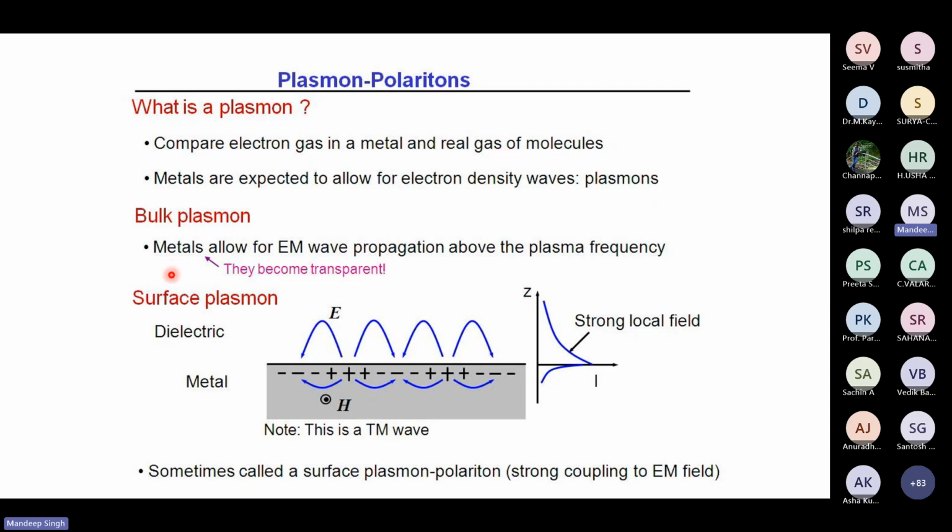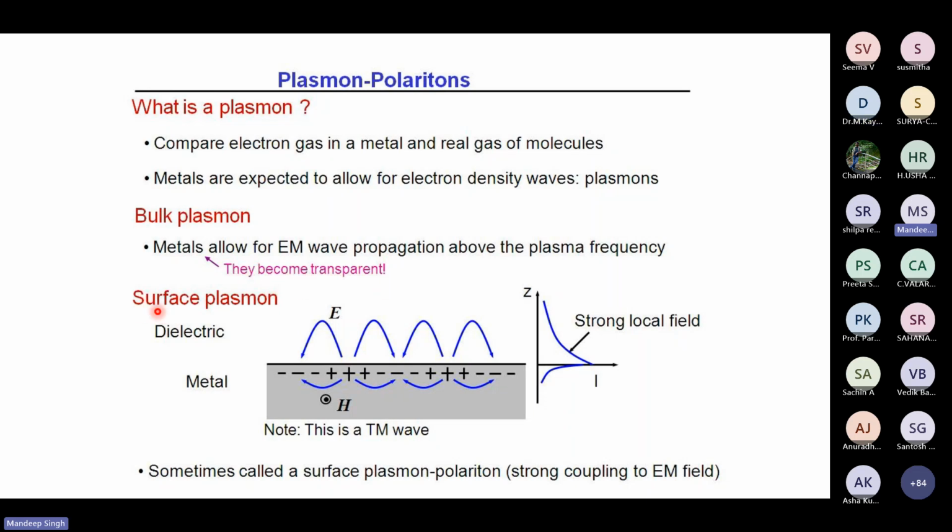Okay. So also let's move towards the bulk plasmon. If you talk about bulk plasmon, we can say that metals allow for EMF wave propagation above the plasma frequency. This is how the plasma is coming, because we are relating the electron as a gas model. So there is one plasma frequency, omega p, and how to calculate that we will see in the upcoming section. Basically, we can say in a single line that metals become transparent at the plasma frequency. This is a common single-line answer to this question.